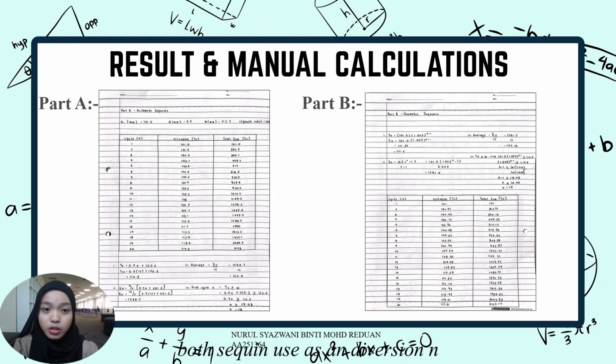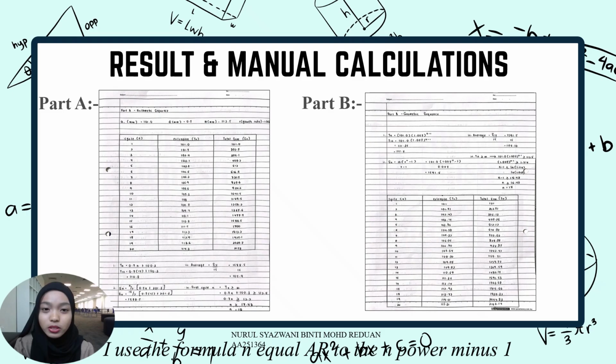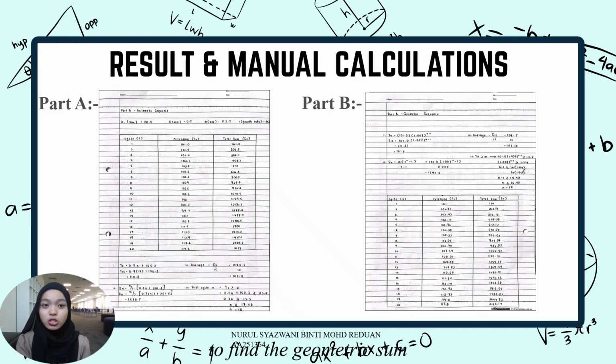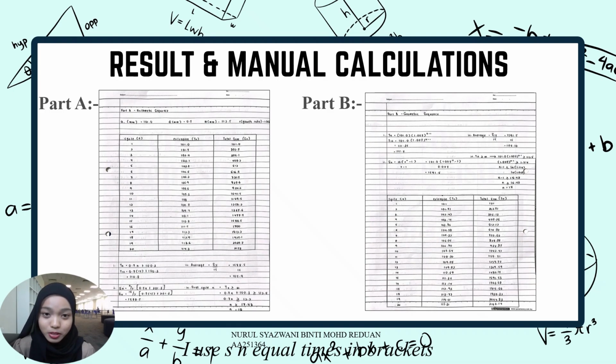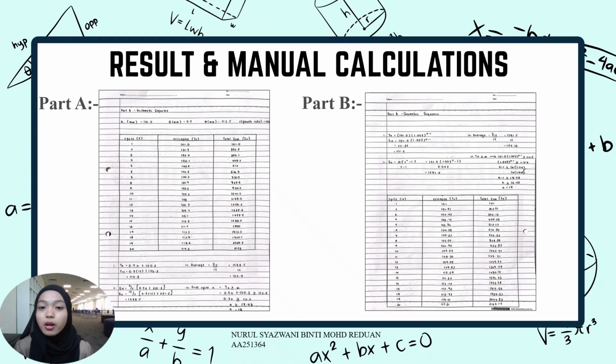For average, both sequences use Sn divided by n. To find the geometric extension, I use the formula Tn equals a times r to the power n minus 1. To find the geometric sum, I use Sn equals a times (1 minus r to the power n) divided by 1 minus r. So this is the result when I use manual calculation.